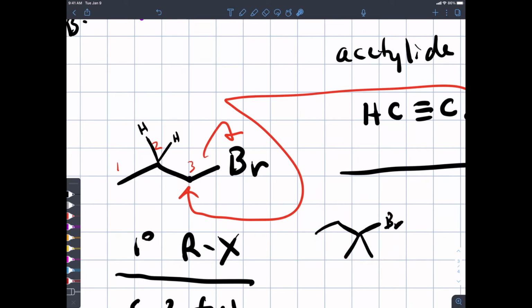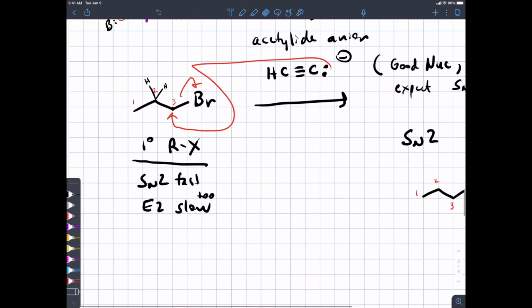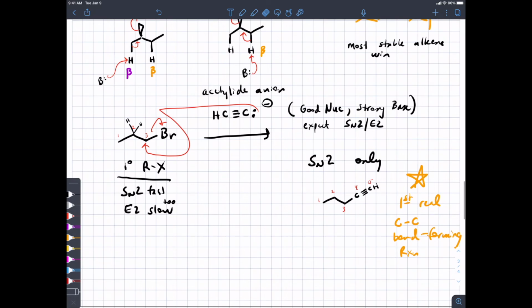Now, that's looking ahead because we haven't talked in a lot of detail about alkene stability. So yes, it does have to do with statistics, the fact that there's just fewer beta protons, but it is also an issue of the stability of the alkene that's forming.